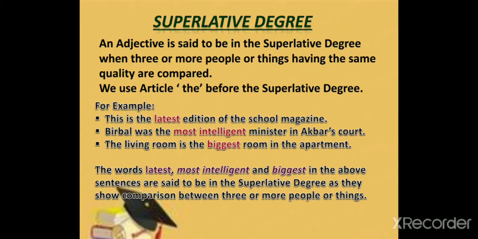Superlative degree. An adjective is said to be in the superlative degree when 3 or more people or things having the same quality are compared. We use the article the before the superlative degree. For example, this is the latest edition of the school magazine. Birbal was the most intelligent minister in Akbar's court. The living room is the biggest room in the apartment. The words latest, most intelligent, and biggest in the above sentences are said to be in the superlative degree as they show comparison between 3 or more people or things.